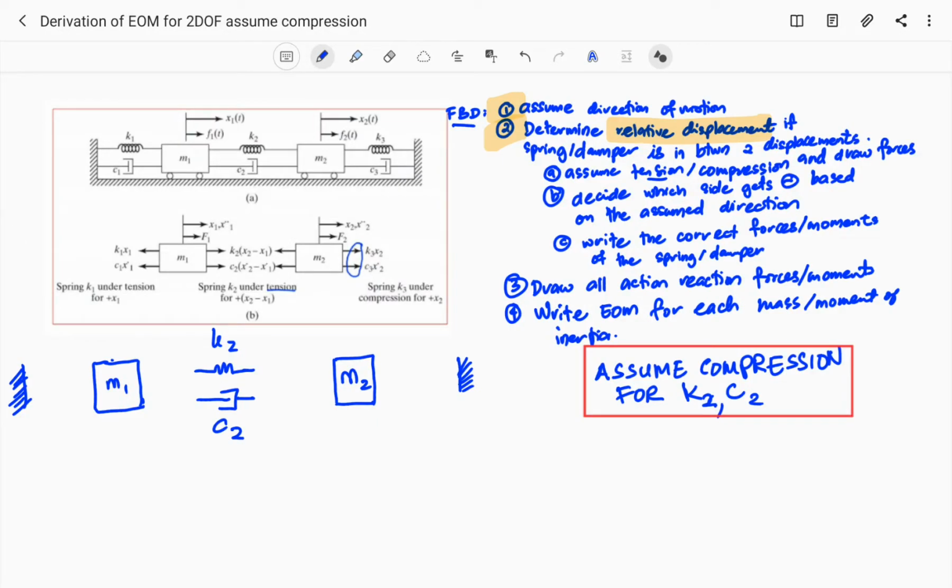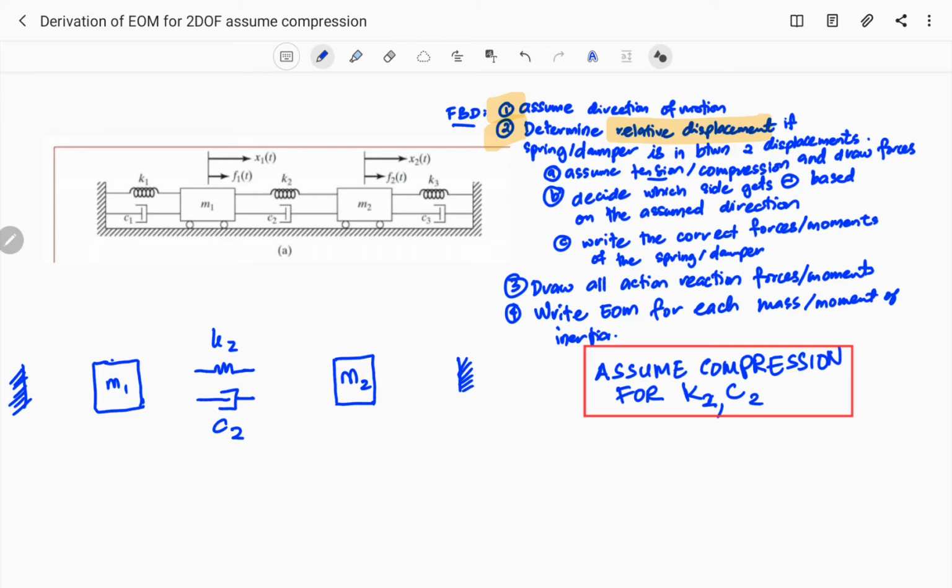Hi, so now we want to derive the equation of motion for 2 degrees of freedom by assuming compression. So we still have the similar picture, but now we want to assume compression. So you have K2, both sides of the arrow will go like this for K2 and C2. So basically, we have done with part 1, assume direction of the motion, because you already have x1 and x2 already given the direction. So you just follow that direction.